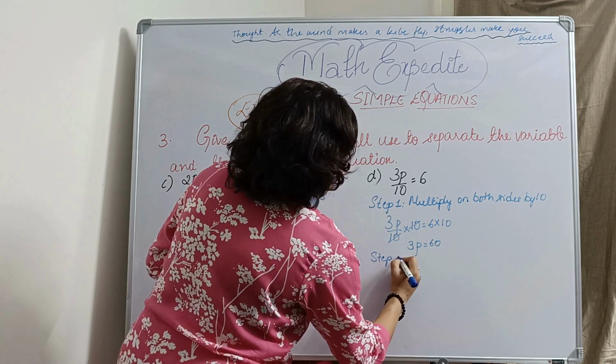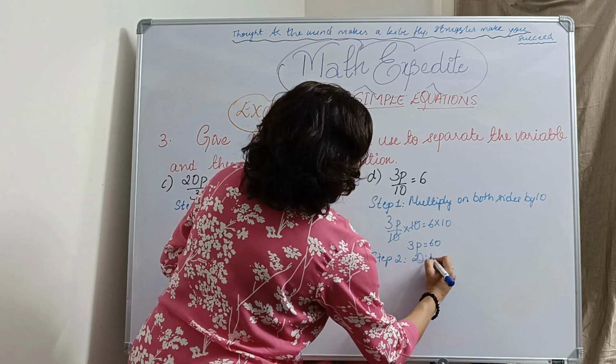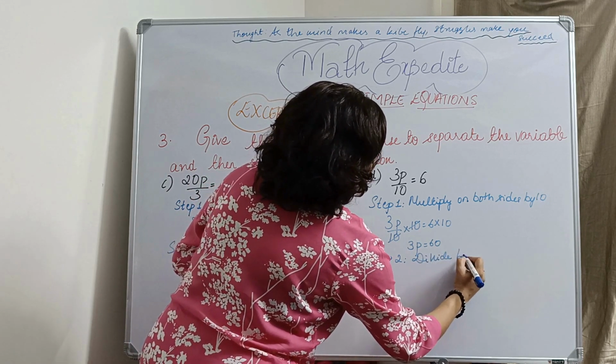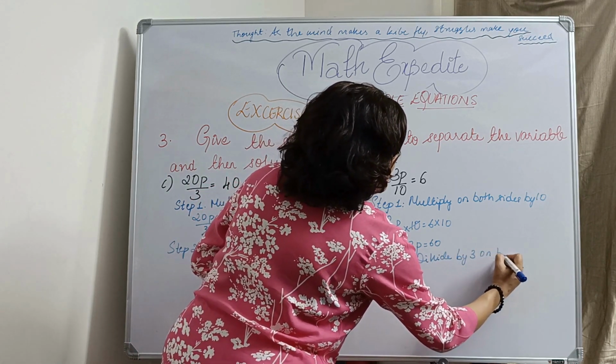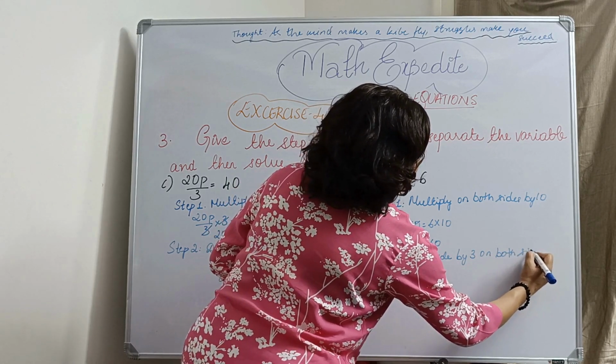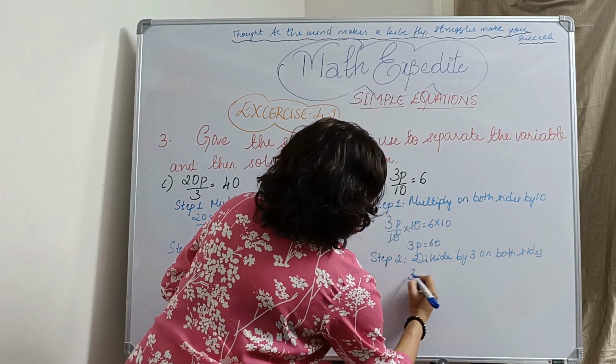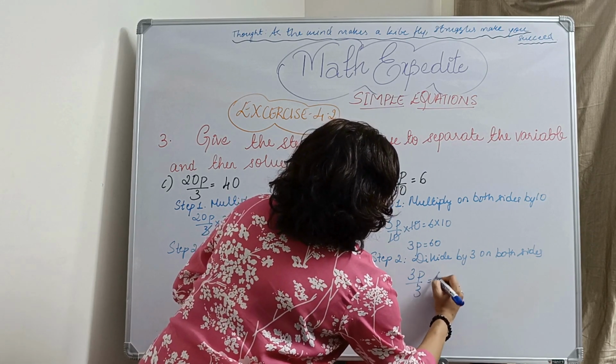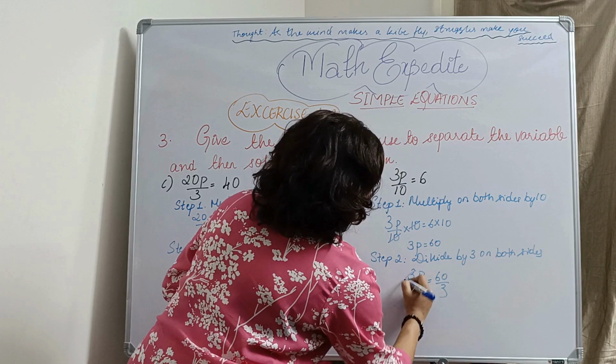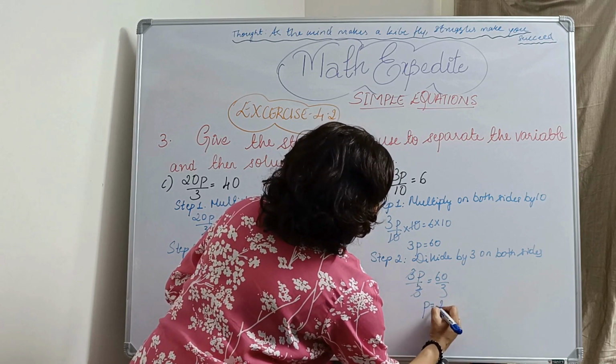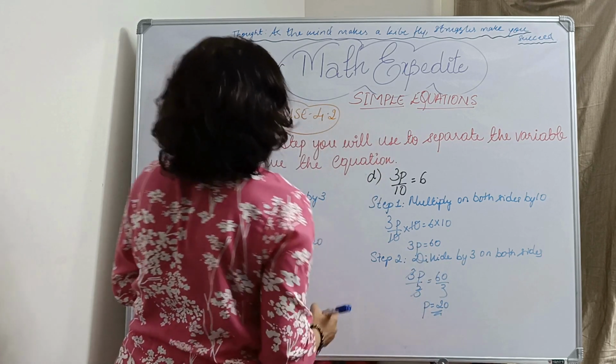Step 2, divide by 3 on both sides. So 3p by 3 equals 60 by 3. 3 and 3 get cancelled. I get p is equal to 20.